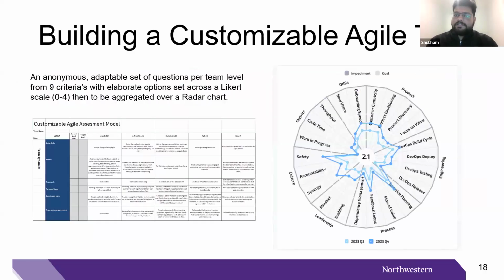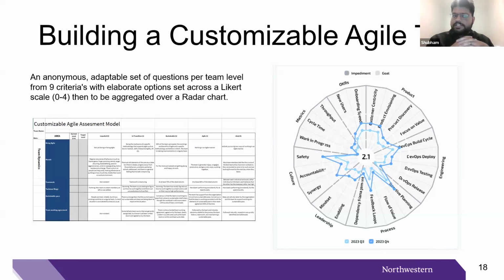Now, given this broad spectrum of tools that we have, what I had in mind is that we create a customized tool with questions pulled in from each of these tools, categorized around different areas, and all of these questions put against a Likert scale. This tool would also be anonymous.